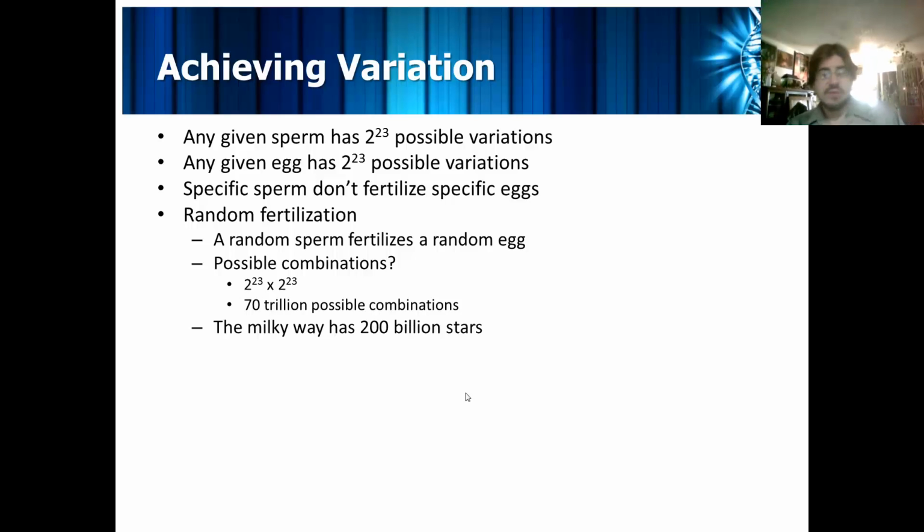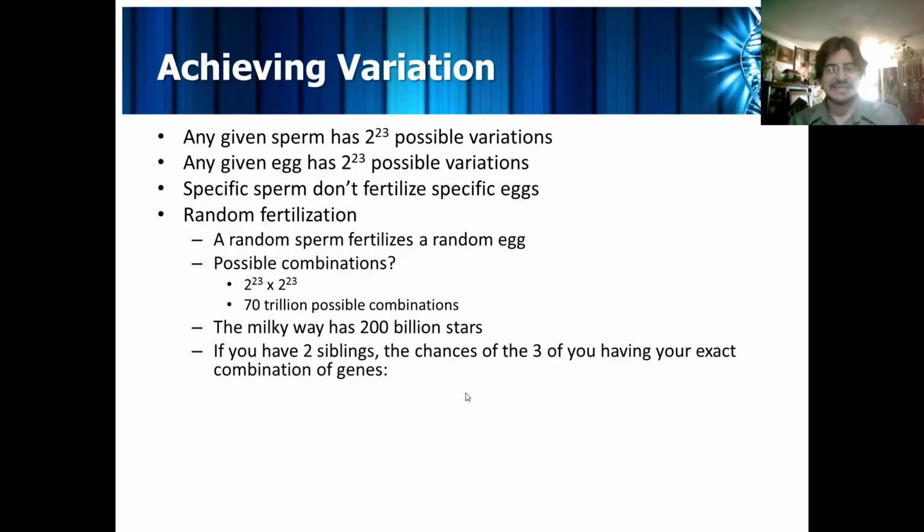When you think of 70 trillion possible combinations, the Milky Way has 200 billion stars. There's a higher percentage chance that a star is exactly the way it is than you are exactly the way you are. A big difference. So that's pretty epic, to think of the number of possible combinations. There are more combinations that can arise from a single sperm than there are stars in our galaxy.